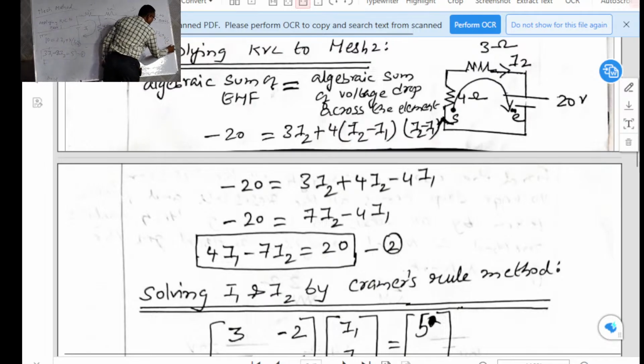Now get the equation. What is the equation? If you solve the problem, you will get the second equation: 4i1 minus 7i2 is equal to 20. This is equation 2. This is without going for individual diagram.